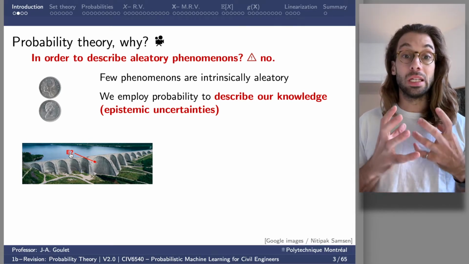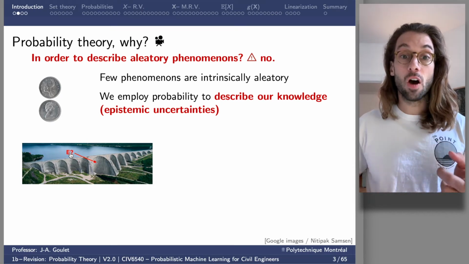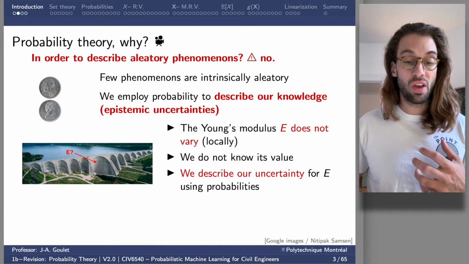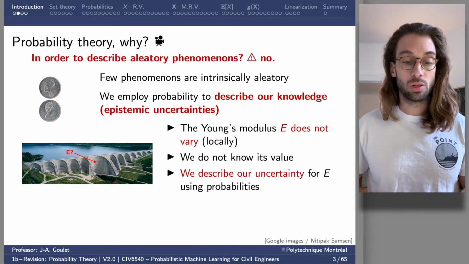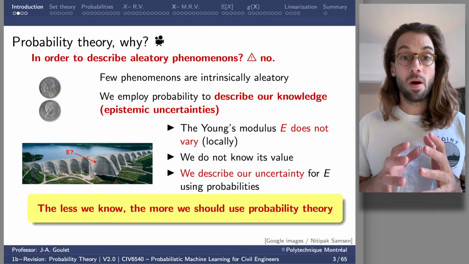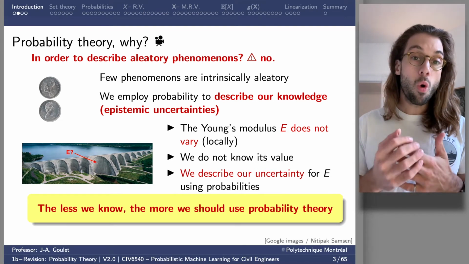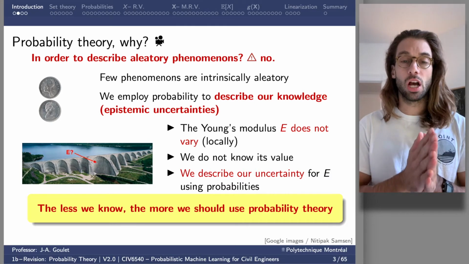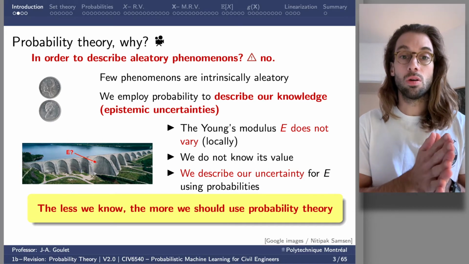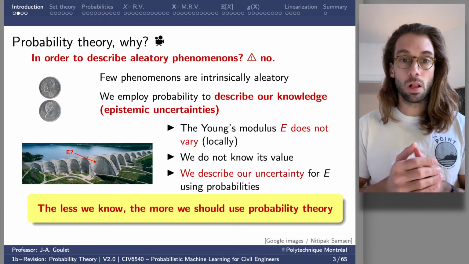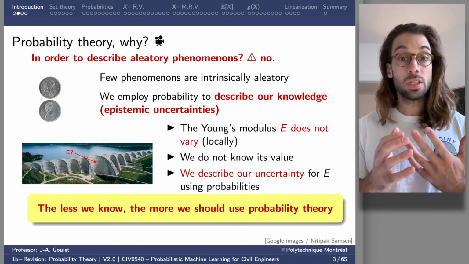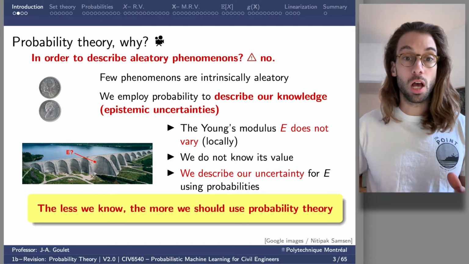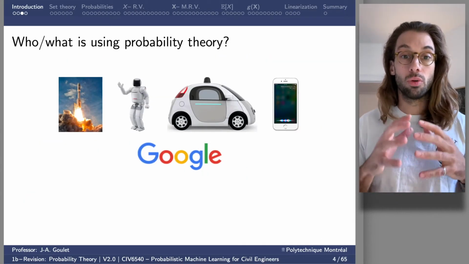And here I'm going to use probability theory to describe the knowledge I have of that concrete stiffness. So the Young's modulus won't vary locally. It's only that we don't know its value. We describe our uncertainty about E, that's Young's modulus, using probability. What you have to keep in mind is that the less we know about something, the more important it is to use probability theory to describe our knowledge. If we have a quasi-perfect knowledge of something, the difference between treating it as a deterministic quantity or using probability theory is going to be a very small gain. However, the more uncertainty we have, the more we need to consider all the possible outcomes associated with our weakly informative knowledge. So the less we know, the more we should model with probability theory.